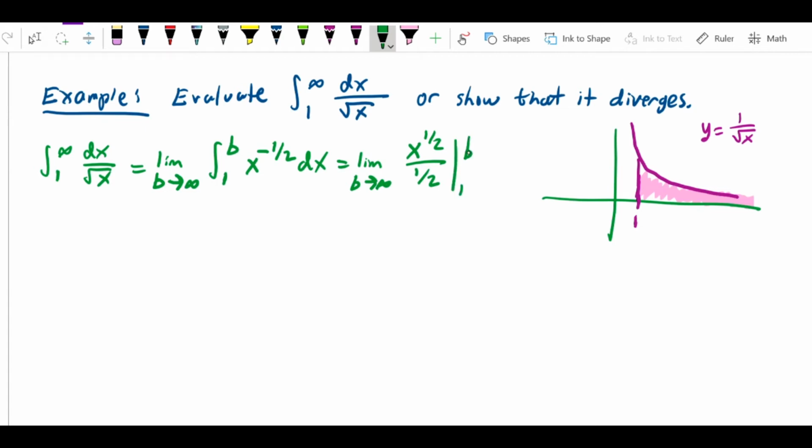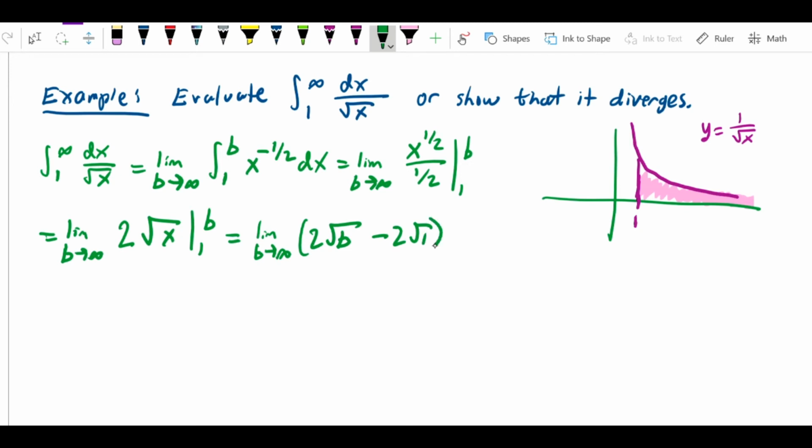from 1 to b. So that equals the limit as b approaches infinity of, this looks like it's going to be 2, because dividing by 1/2 is the same as multiplying by 2, so that's going to be 2 square root of x from 1 to b. That's going to be the limit as b approaches infinity of 2 root b minus 2 root 1. So that equals the limit as b approaches infinity of 2 root b minus 2.